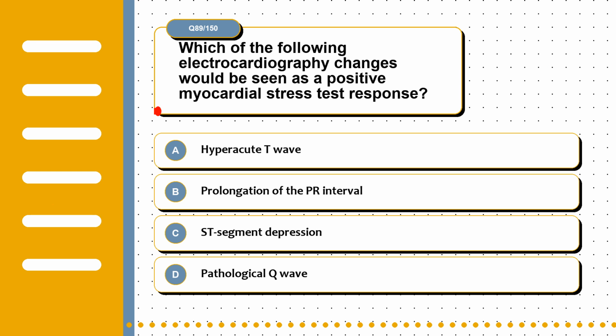Question 89. Which of the following electrocardiography changes would be seen as a positive myocardial stress test response? Here are the options. Option A, hyperacute T wave. Option B, prolongation of the PR interval. Option C, ST segment depression. Option D, pathological Q wave.